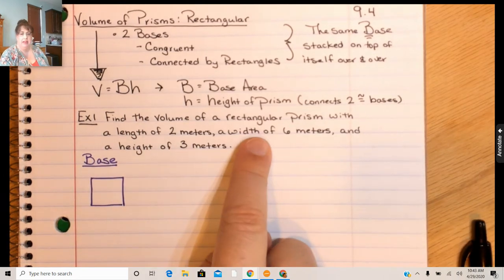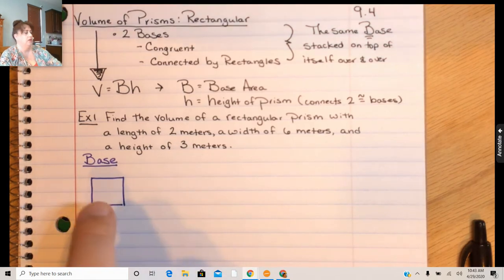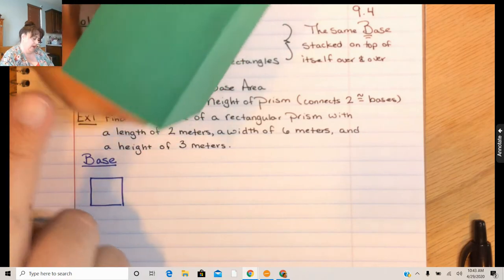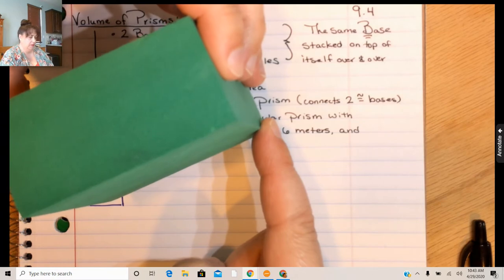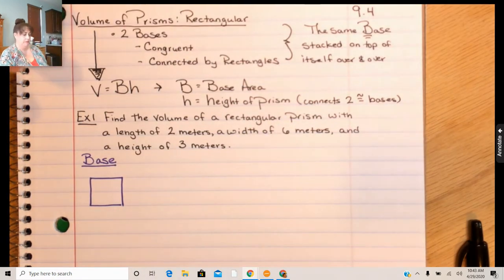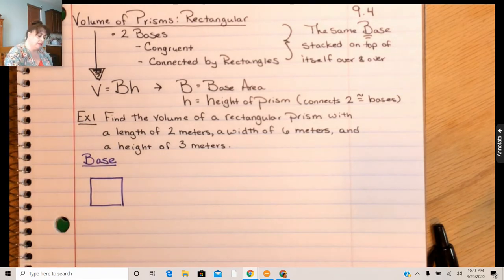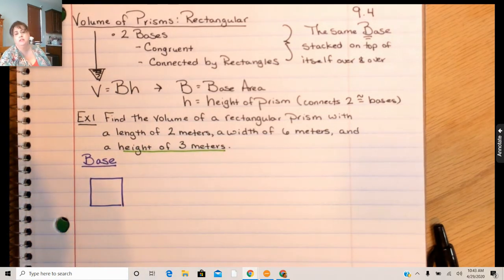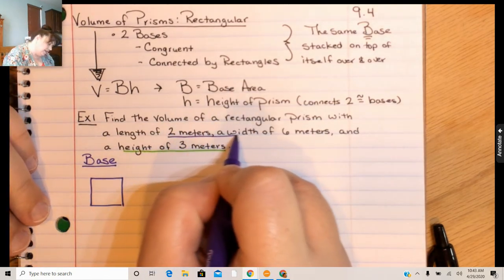Find the volume of a rectangular prism with a length of 2 meters, a width of 6 meters, and a height of 3 meters. So we're looking at something that looks more like this now, where you have a length of 2 meters, a height of 3 meters, and 6 meters. What I do is break it down immediately into my base and my height right here. You can see that it says height of 3 meters, so it's going to be the other parts that make up my base. So the base is a 2 by 6.